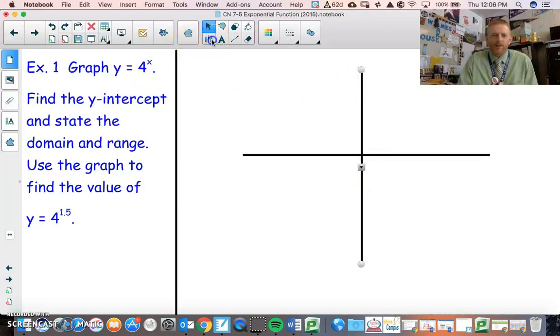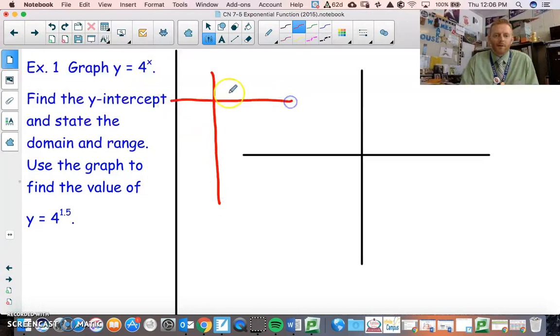All right, so our job is to make an XY table, a function table, and we're going to plug numbers into our function. Our function is y equals 4 to the x power. What we want to do is figure out what this graph is going to look like and use the graph to figure out what 4 to the 1.5 power is, and then be able to name the domain and the range.